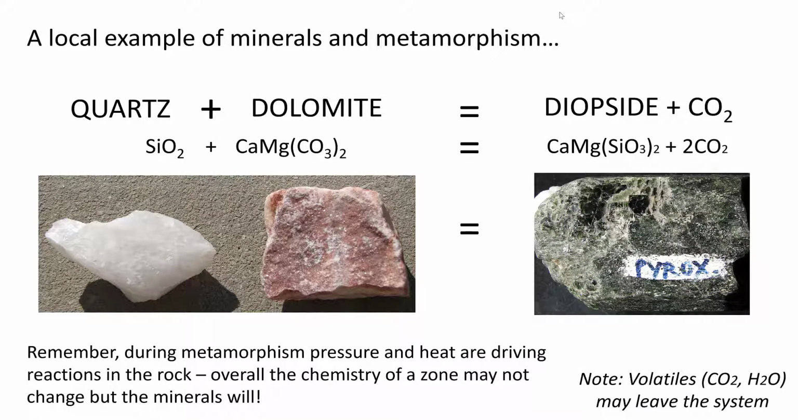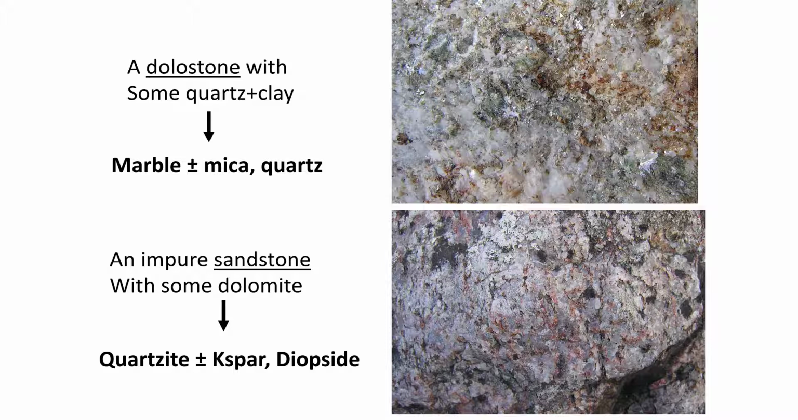Quartz and dolomite put together during metamorphism will result in diopside and carbon dioxide. So diopside is a form of pyroxene that we introduced last week. Coming back to this example from the last lecture, looking at what impurities in dolostones and sandstones do during metamorphism to the resulting rock. A dolostone with some quartz and clay will end up as a marble with some mica and quartz, and an impure sandstone with some dolomite will become a quartzite with some potassium feldspar and diopside.